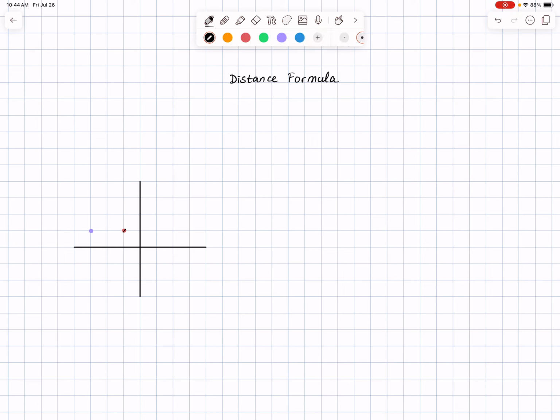But what if there was a point, let's say right over here? So maybe it's over here. Well, that's kind of harder to tell because we have all these points. What is the shortest distance? That's really hard to tell.